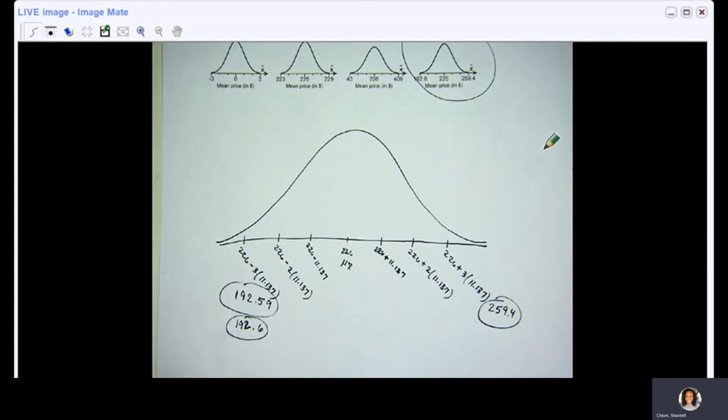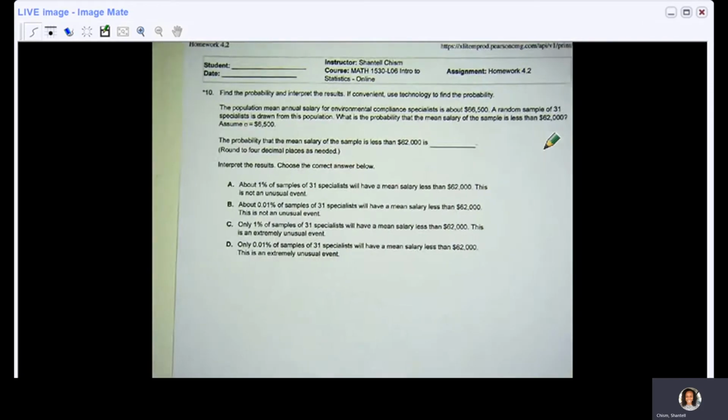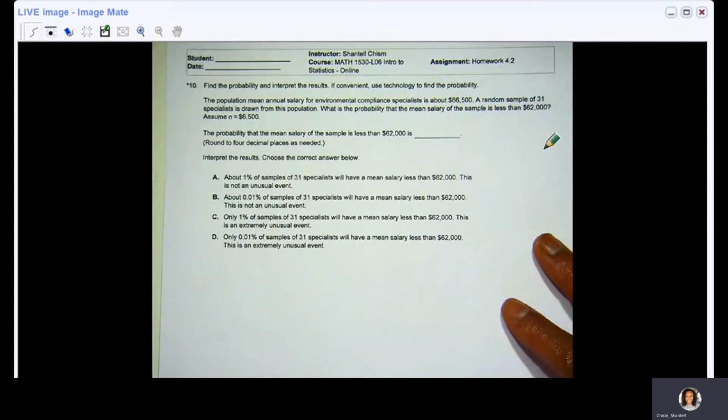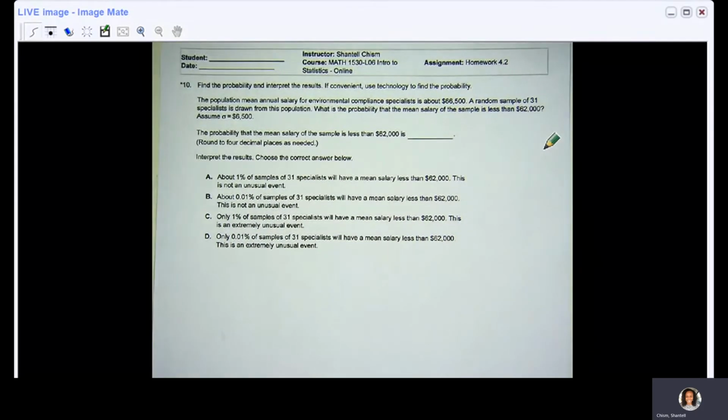Okay, and that's how you would calculate, because I think there are several of these. Maybe number 9 is just like this one. Okay, so there's one more that I want to look at, and it's number 10, and then I believe we'll be through with this section. So number 10, one more probability, finding probability. It says find the probability and interpret the results. If convenient, use technology. So of course we will.